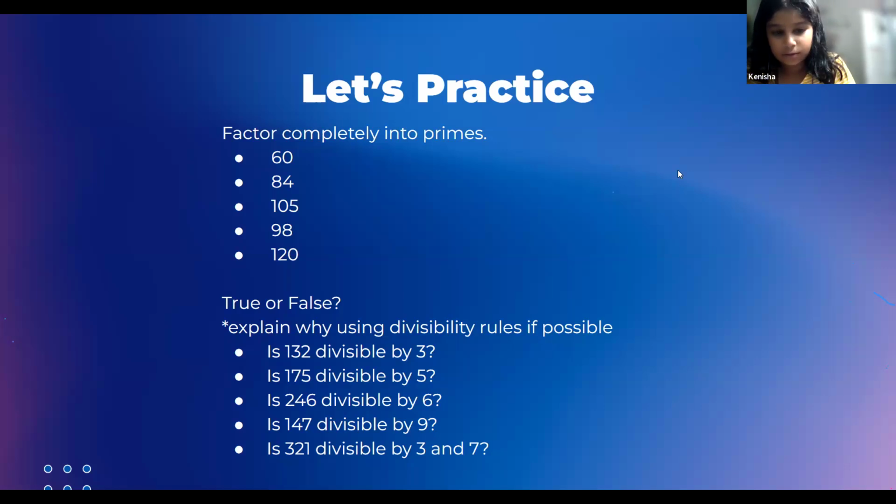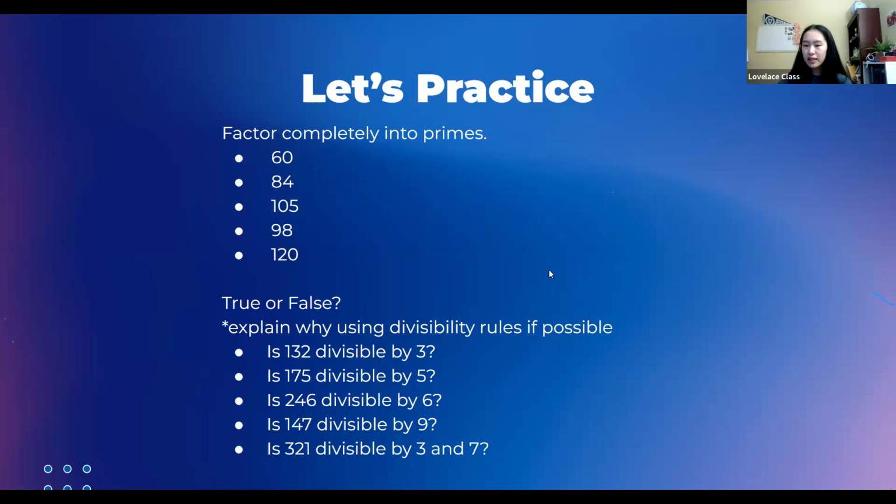I don't think 132 is divisible by 3. Wait, no, it is. Sorry. Because 3 plus 2 is 5, and then 5 plus 1 is 6, and 6 is divisible by 3. Okay, perfect. Good answer.